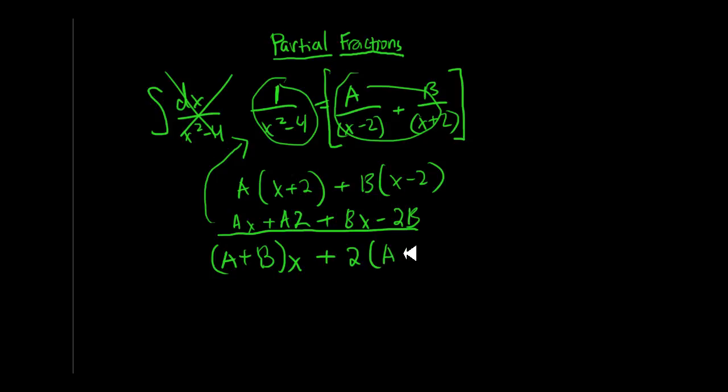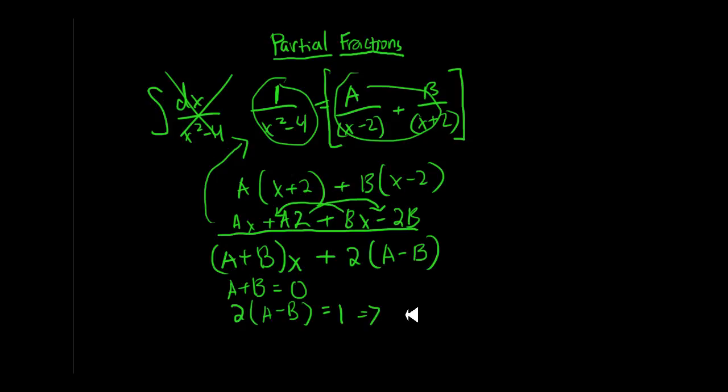plus 2a minus b. If you don't know what I did, I just moved the bx over here and factored out the x, and these two, and factored out the 2. Now that we have these two, we can create a system because there is no x in the original equation. A plus b has to equal 0 because there is no x. And 2a minus b must equal 1. And you can simplify that into a minus b equals 1/2.